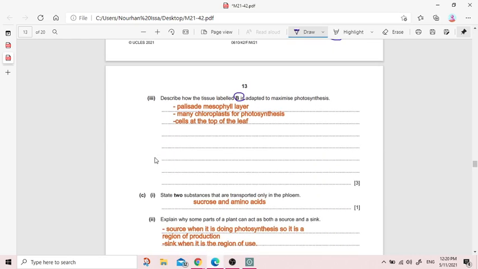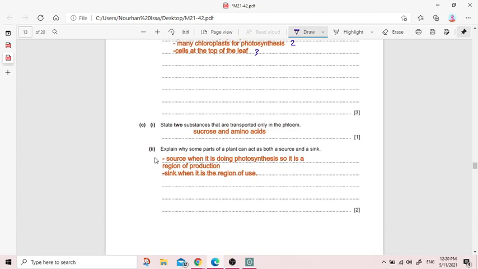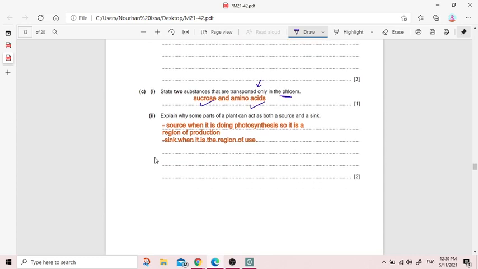So the adaptations: mark number 1, that I said it's the palisade mesophyll. It contains many chloroplasts. Cells are at the top of the leaf, and as I said, you can also say that the vacuoles are expanded to push the chloroplasts to the edge of the cells. State 2 substances that are transported only in the phloem. Sucrose and the amino acids are transported in phloem.